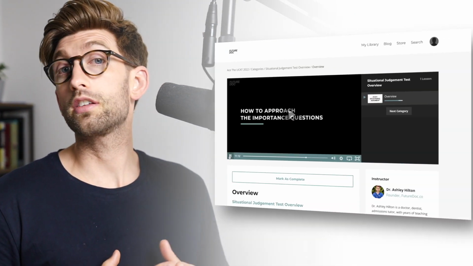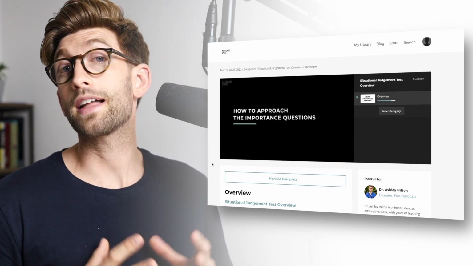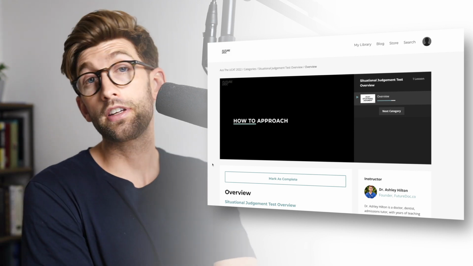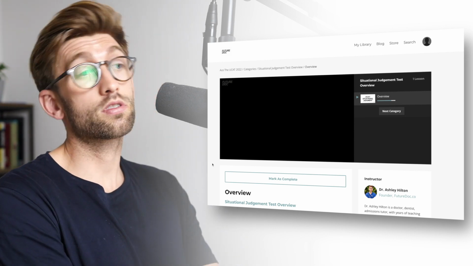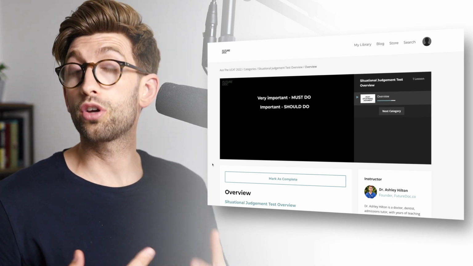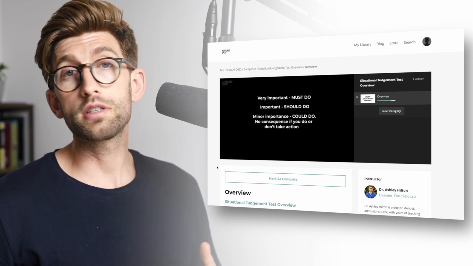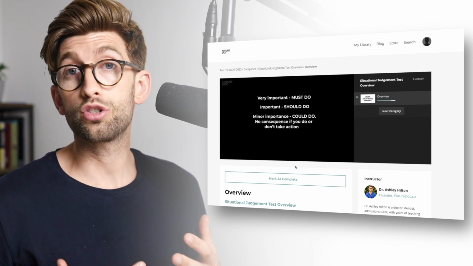So now that we've had a look at the definitions of appropriateness, let's have a look at importance, which is going to help us answer this particular question. So similar definitions for how to rate importance. Very important means that you must do it. Of minor importance is something that you could do, but there's no consequence if you do or don't take the action. And not important at all is something that you definitely shouldn't do.